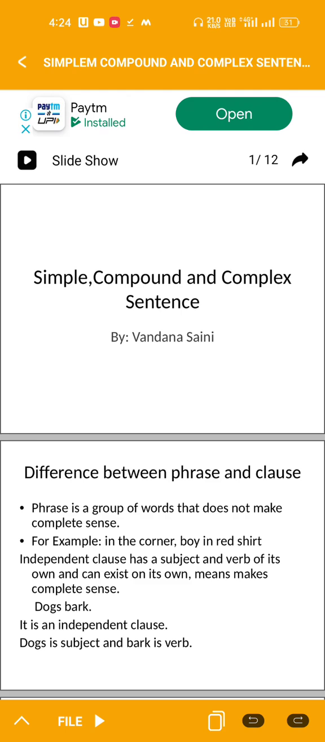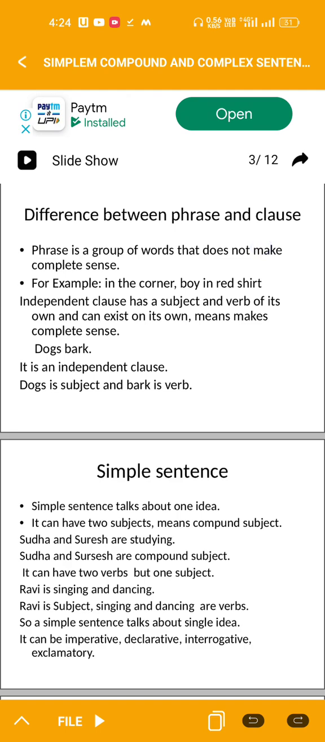Before I actually start with the topic, you must be clear about the difference between phrase and clause. So, a phrase is a group of words that does not make complete sense in itself. Like if I say, in the corner, boy in red shirt, they cannot stand on their own. It doesn't make complete sense.